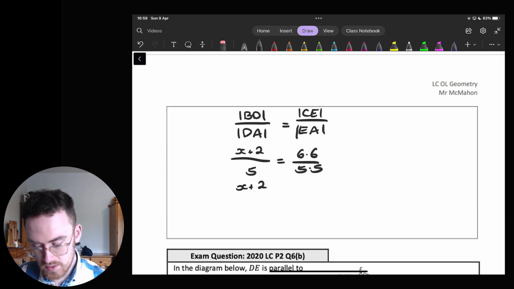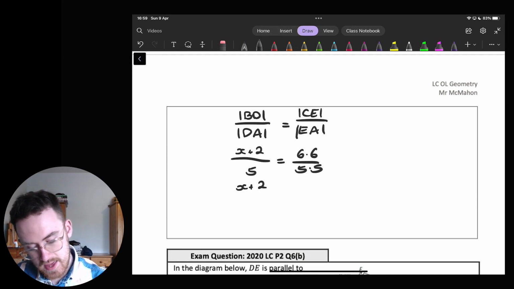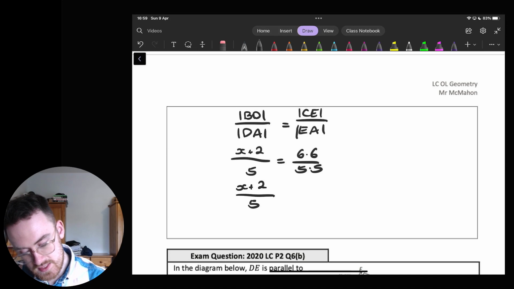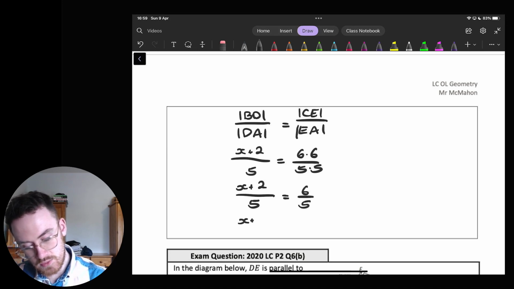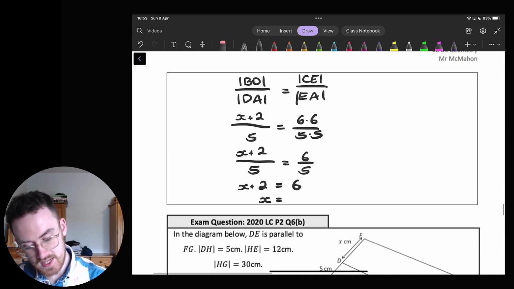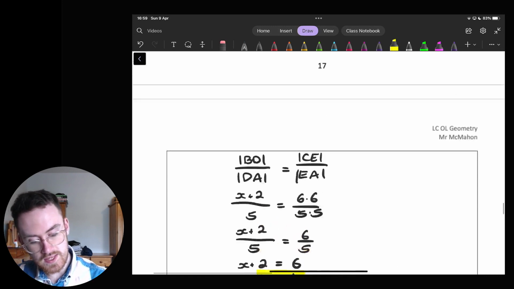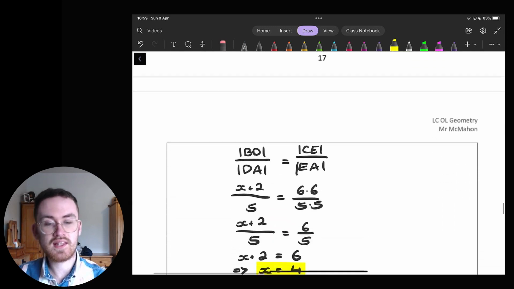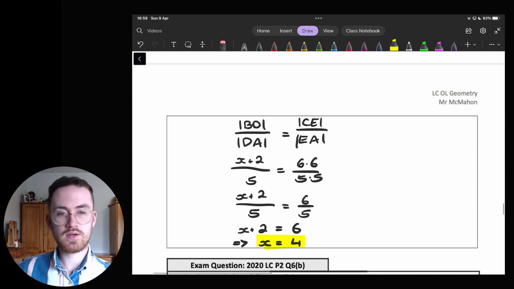So looking now, we'll continue on here, and I can work out some of these values. So we can say this is 5. This becomes 6 over 5 when I put it in my calculator. If I multiply across by 5 here, I get that x plus 2 is equal to 6, which means that x is equal to 4. And we'll go back to the question just to make sure. Yeah, we're just asked to find the length of x. So x becomes equal to 4.